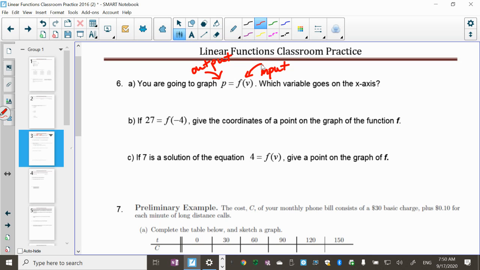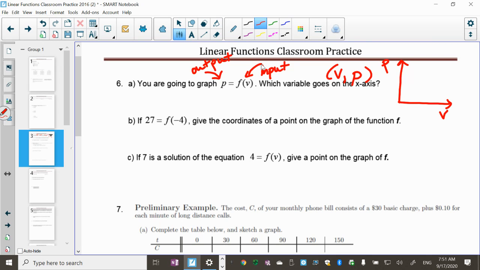So what if I were going to do a point? My point would be v, p. Okay, so then if that's what that looks like, so I always do this. I say, what's my input? What's my output? Which variable goes on the x-axis? I'm going to make a point out of it next. And then life is in quadrant 1. So here's quadrant 1. This would be in my x spot, and this would be in my y spot. That's what that would look like.